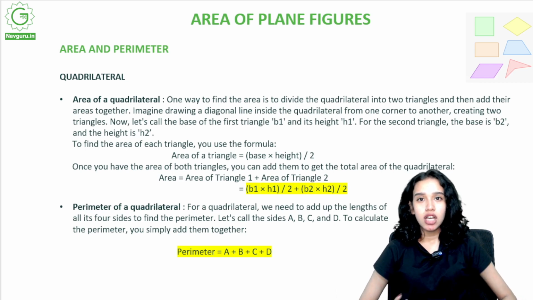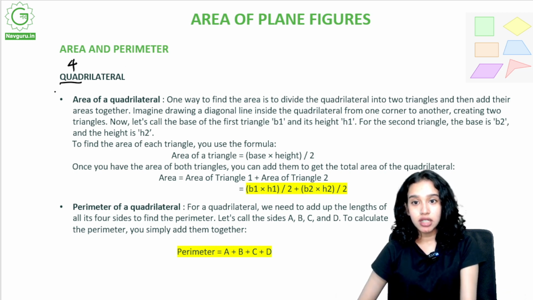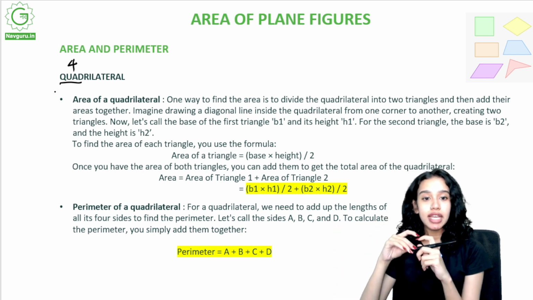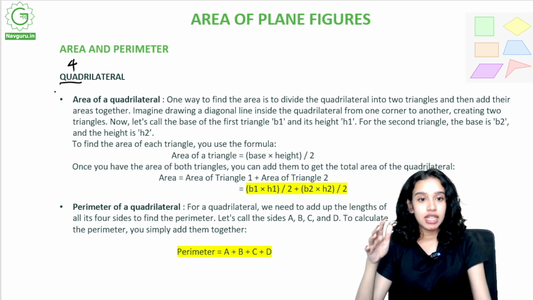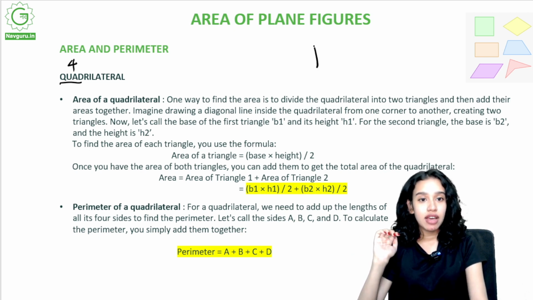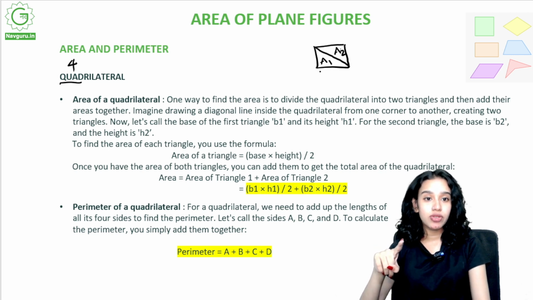Now, let's move on to quadrilaterals. What are quadrilaterals? Quadrilaterals are any figures with 4 corners or 4 sides, right? Quad means 4. So, quadrilaterals are figures with 4 vertices and 4 sides. Now, what is the area of a quadrilateral? One way to find the area is to divide the quadrilateral into 2 triangles and then add their areas together, right? What are we doing? Let's say we have a quadrilateral here. Now, we divide it into 2 triangles. Let's say this is A1 and this is A2. A1 is the area of the first triangle.